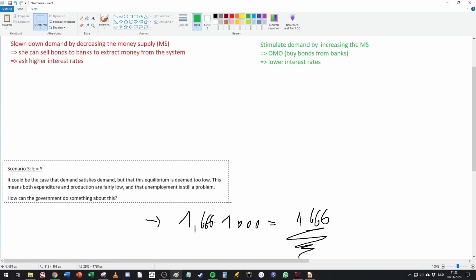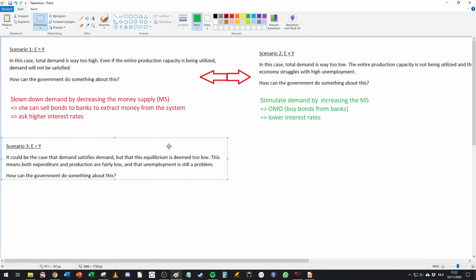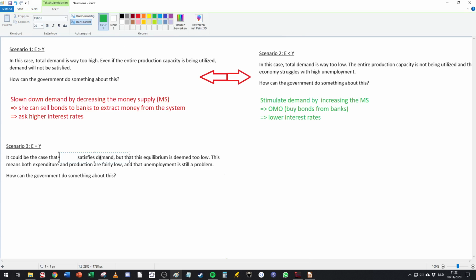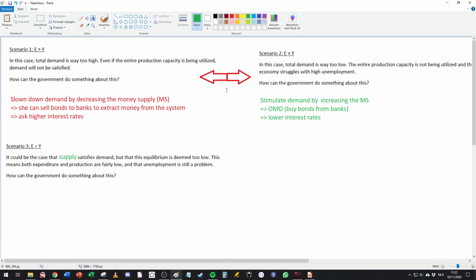Then the ideal scenario is that these things are equal. But this is not always quite realistic, but it could be the case that supply satisfies demand. This should be supply. This was wrong. Let's say that's correct, so let's change that up. Supply satisfies demand, but the equilibrium is deemed too low.